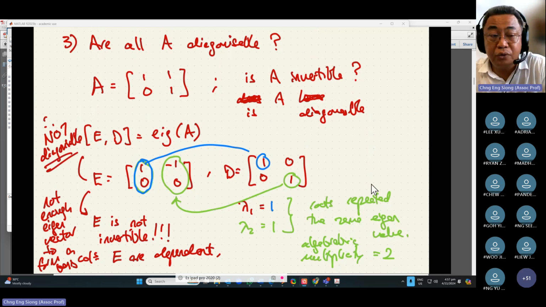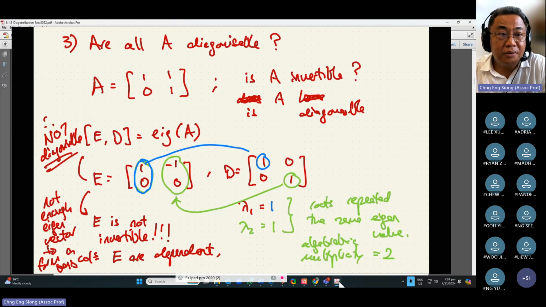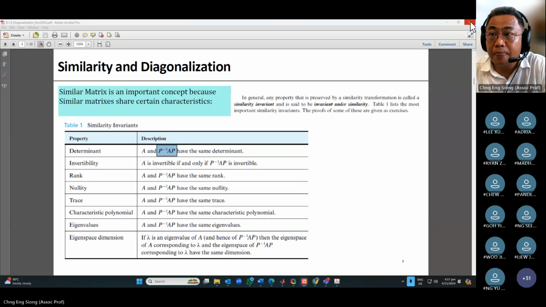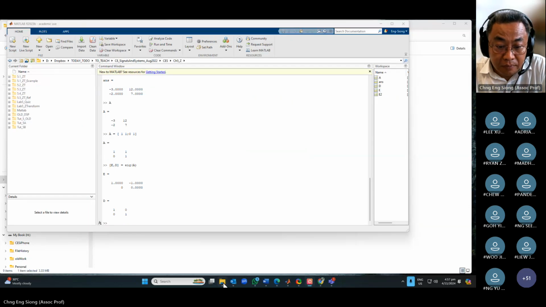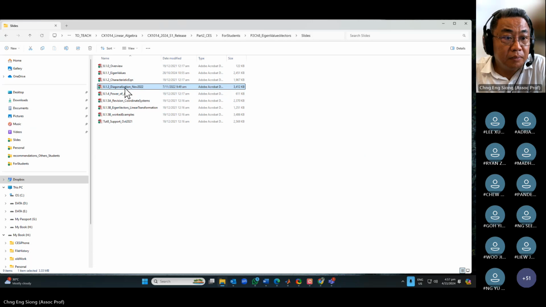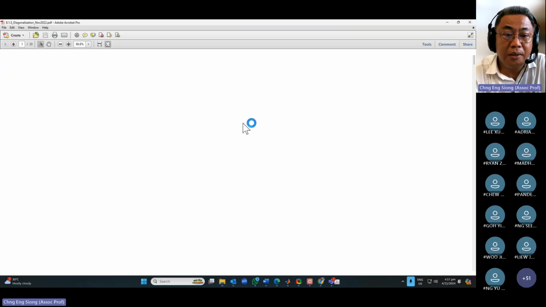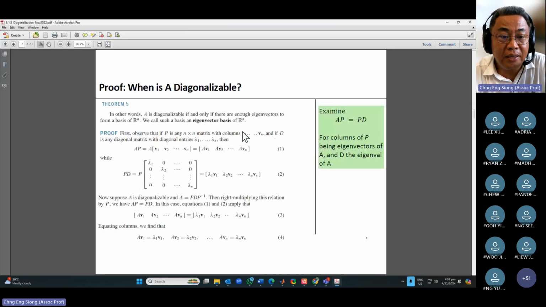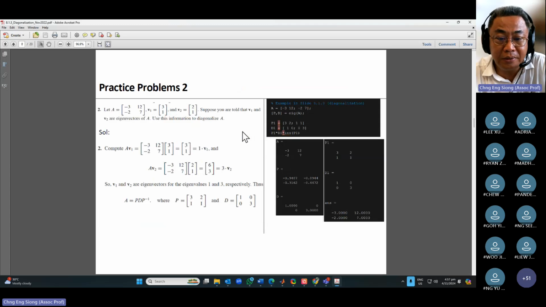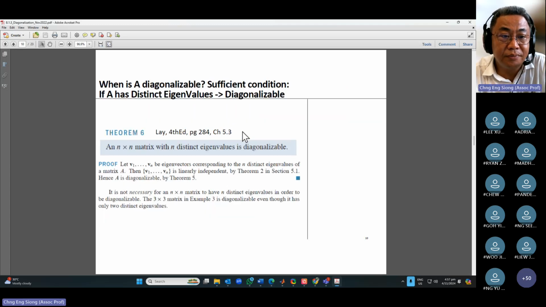So that's a very strange thing, right? A looks very, very innocent. A is invertible. But yet, here, this is not diagonalizable. Here are the details of when A is diagonalizable. You can read about this. Okay? All right.